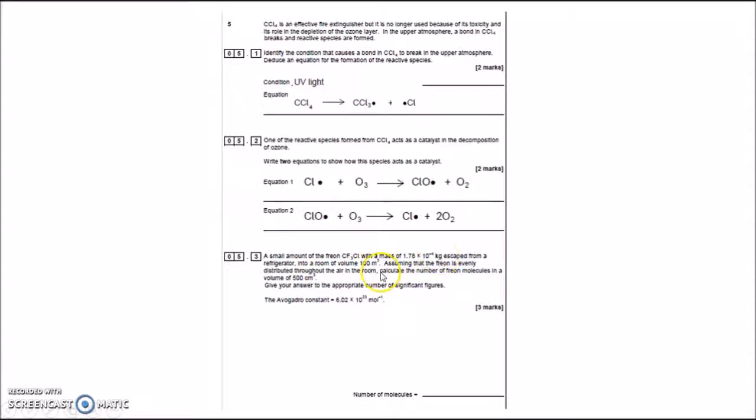So look here, we've got kilograms. We're used to working in grams. We've got meters cubed. We're used to working in decimeter cubed. And we've got centimeter cubed. So we've got a mismatch between some of the units. Give your answer to the appropriate number of significant figures. So we've got to work that out as well.